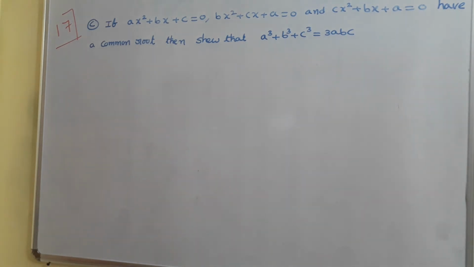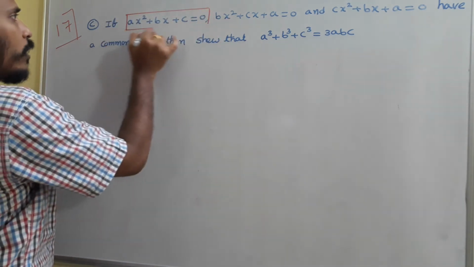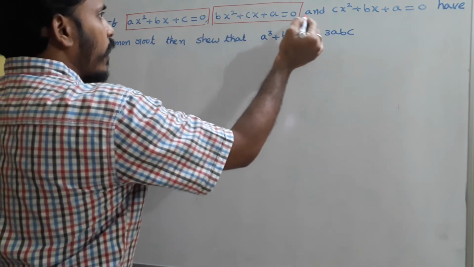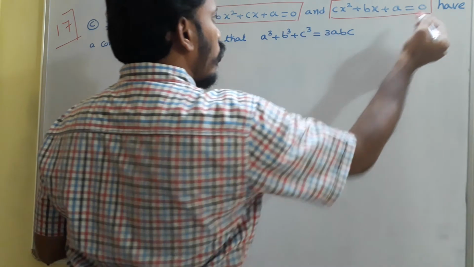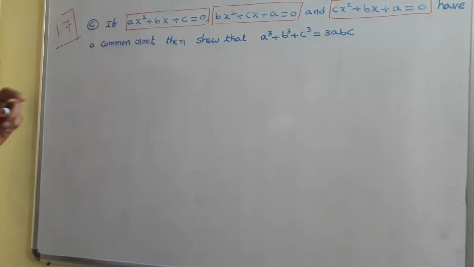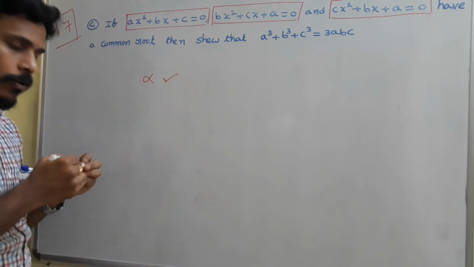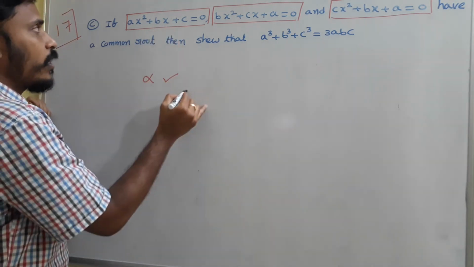Now the next problem. So ax square plus bx plus c is equals to 0 is one equation. bx square plus cx plus a is equals to 0 is the second equation. cx square plus bx plus a is equals to 0 is the third equation. These three equations have a common root. You just say alpha is a common root. Whenever alpha is a common root, alpha must satisfy the equation.